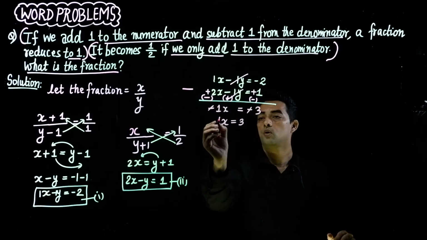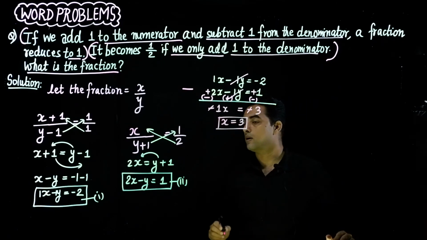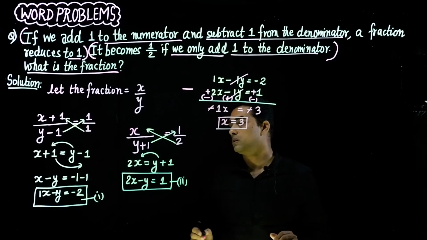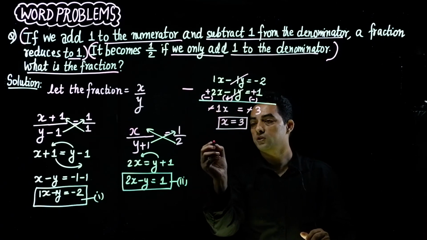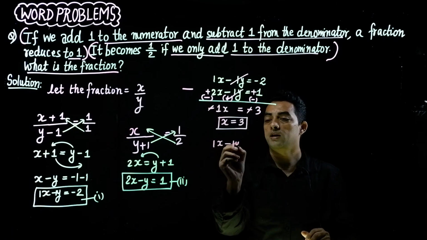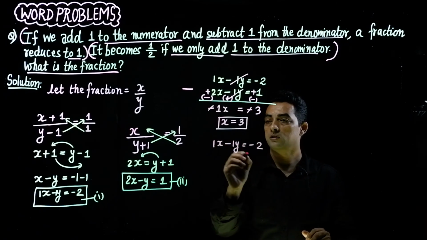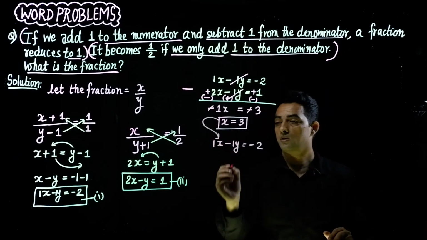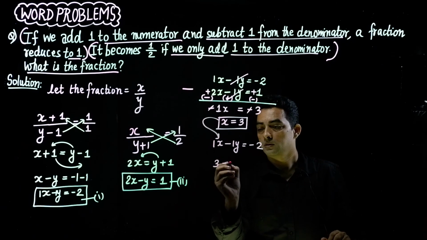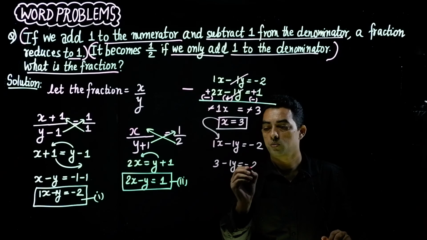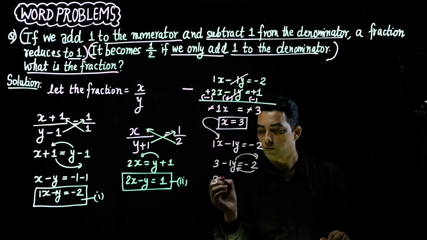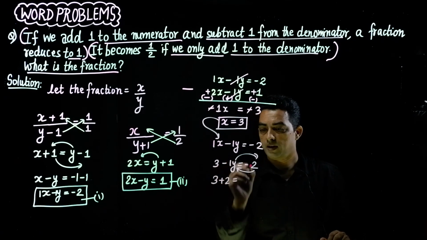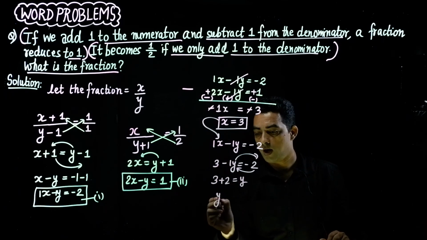Once we get the value of x, let us find the value of y by substituting it in one of the equations. Which one seems easy? Both of them are easy. Let's substitute in the first one only. 1x minus 1y is equal to minus 2. Let's substitute 3 here. 3 times 1 is 3. 3 minus 1y is equal to minus 2. Let's take y to the other side and numbers to the other side. 3 plus 2 is equal to minus y becomes plus y. So we get y is equal to 5.